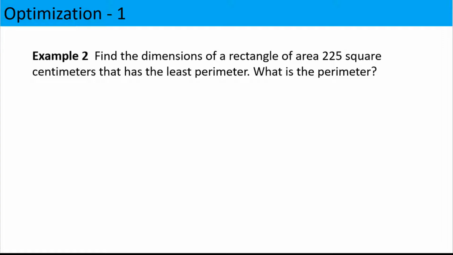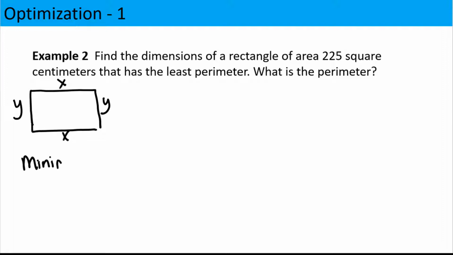I began this minimization problem by drawing a rectangle, designating one set of sides as x and another set opposite as y. What we want to do is minimize the perimeter, so the objective function would be P, and the perimeter is the sum of the two opposite sides, so 2x, plus the other opposite sides, 2y.